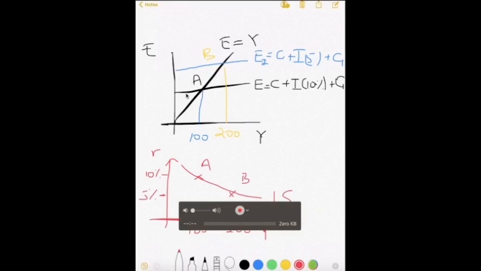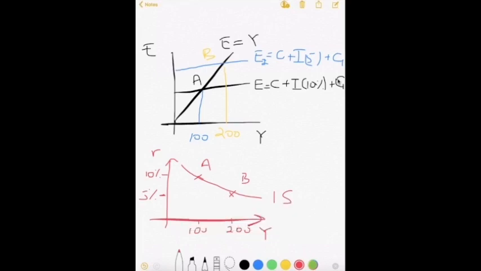graph and discussing what happens when we are at equilibrium A, and rather than interest rates changing, government spending increases. So the change in government spending is from G to G1. So it increases, and there is a change in government spending.